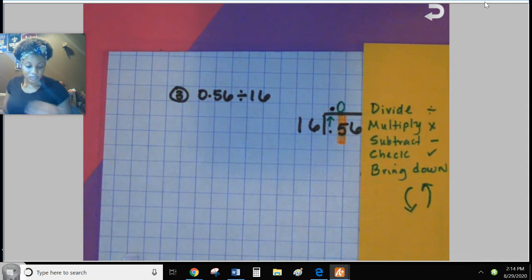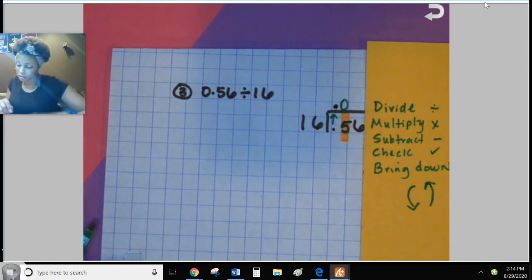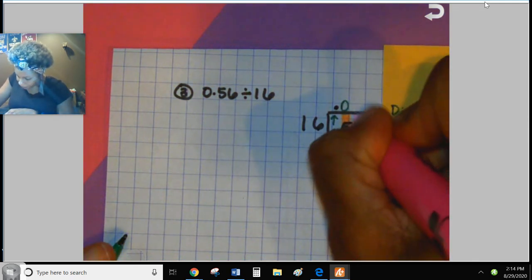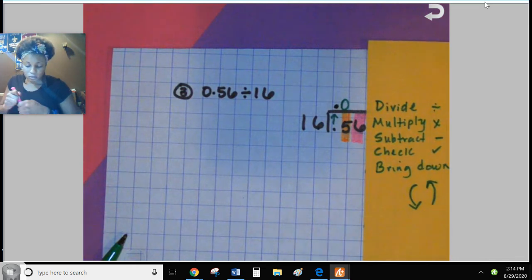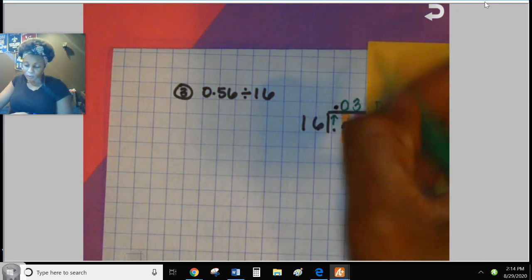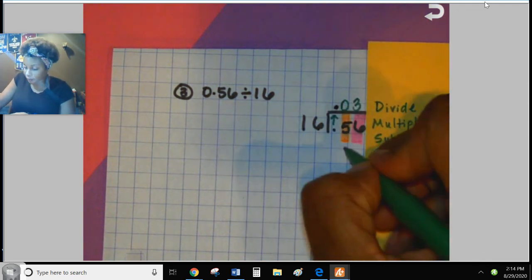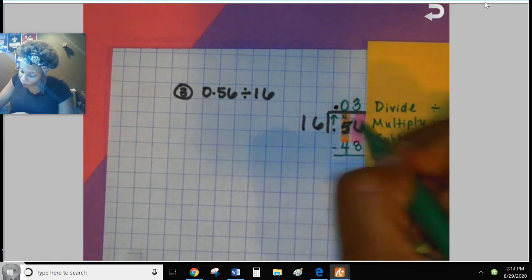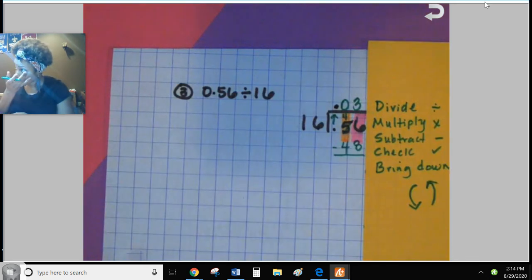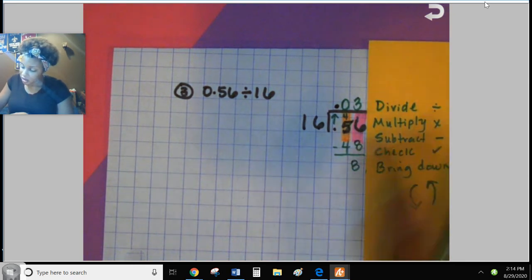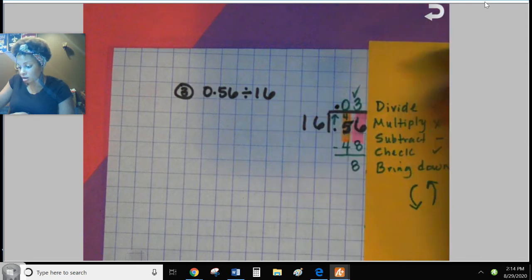Move on to 56. How many groups of 16 are in 56? I'm going to use a light highlighter. So what do we say? We know that it's going to be 3, right? We know that 3 times 16 is going to give us 48. We need to borrow or regroup. We need to subtract. I'm going to get 8. Is 8 less than 16? Yes, it is. Check that off.